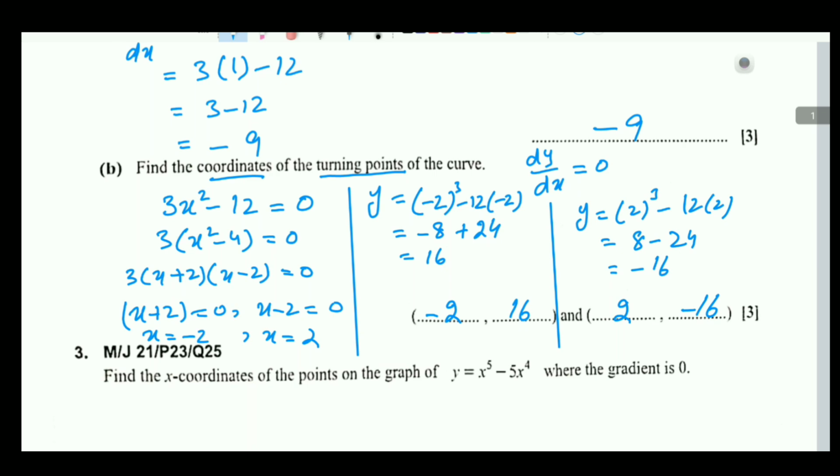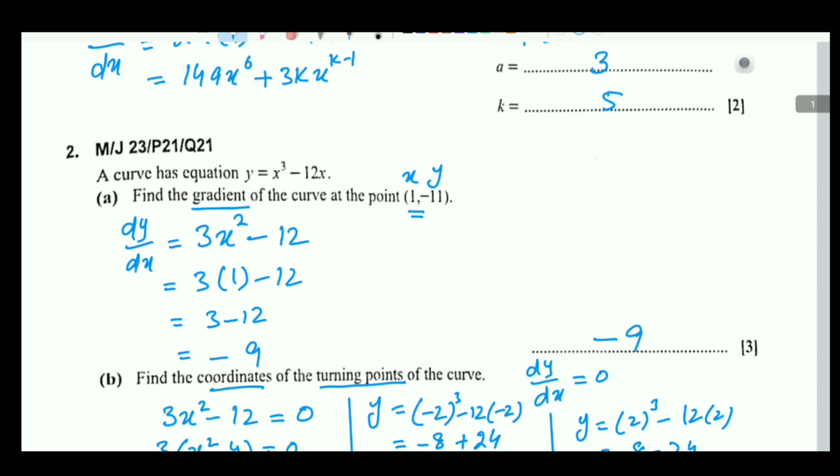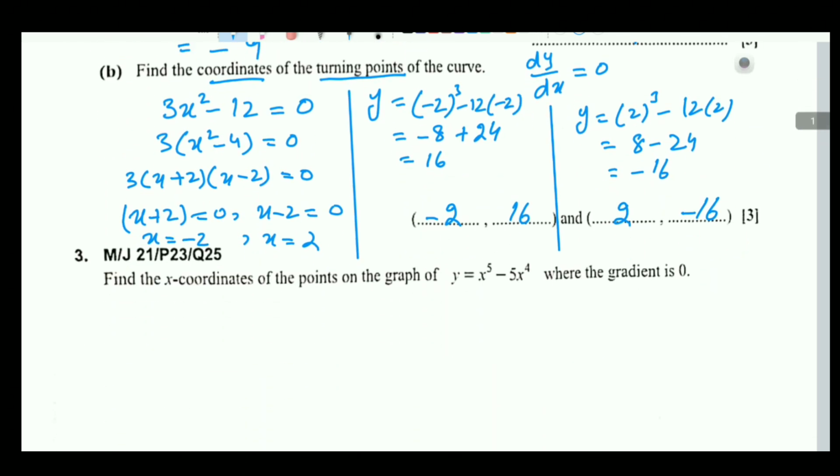So this is the way how we will get the coordinates of turning points. For turning points we will use dy over dx is equal to 0. So the answer of dy over dx will be equal to 0 like that, and then we will factorize. By factorization we will get two values of x, and we will put these values one by one in the original equation of y, and then we will get two coordinates.